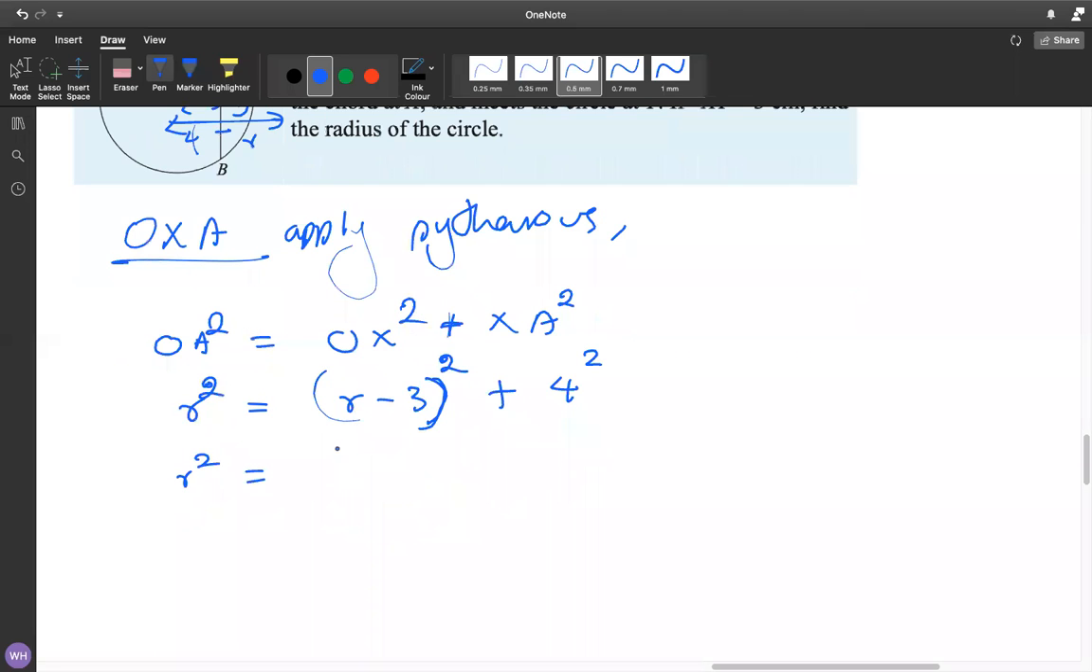So the square of the brackets: first term squared minus 2 times first term into second term, plus 3 squared, which is 9, plus 16. Okay, so here what happens? R squared and this R squared will get cancelled, and what will be remaining is minus 6R plus 9 plus 16. 9 plus 16 will give you what? 25? Yes, 25. Is that correct? Yep, it is correct.